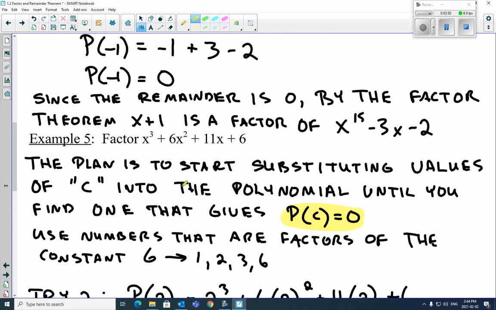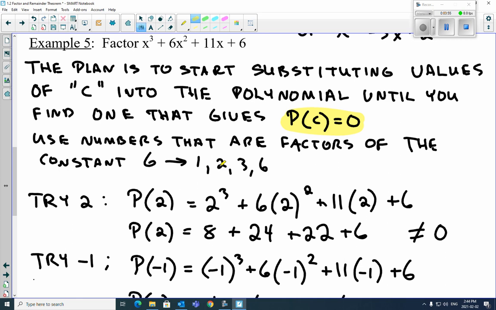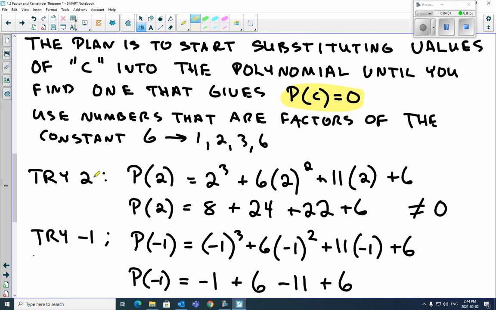So look at the last one. We got a 6 here at the end, right? So what are we going to try? We're going to try 1, 2, 3, and 6 because those are all factors of that. Now you could also do the negatives to go with it, but let's plug in. So let's try 2, P of 2. Replace all the x's with 2. You find out, no, it doesn't equal 0. You could stop because you can see these are all addition, so there's no possible way it could equal 0. So that is not a factor.